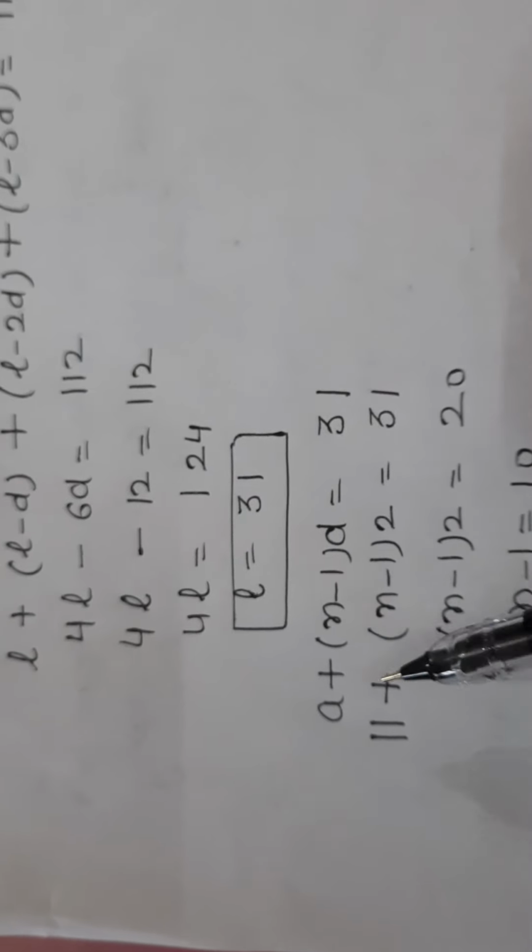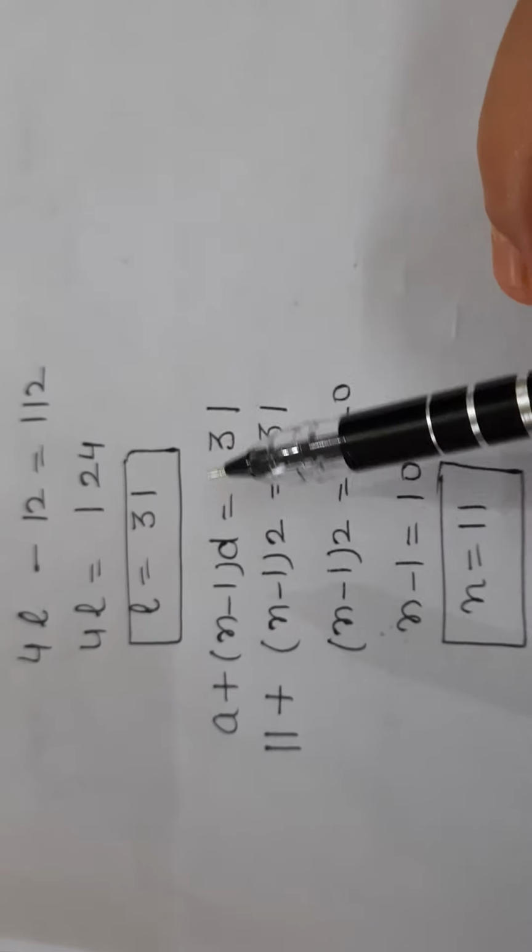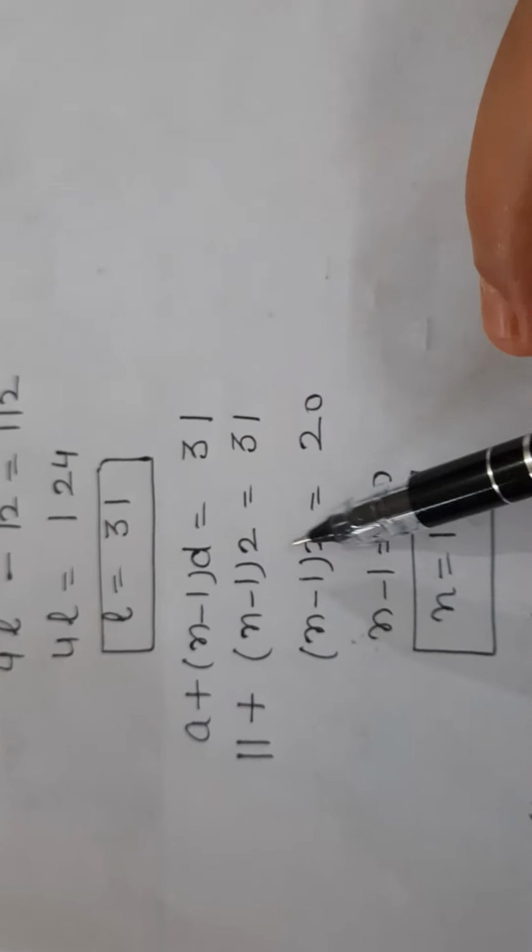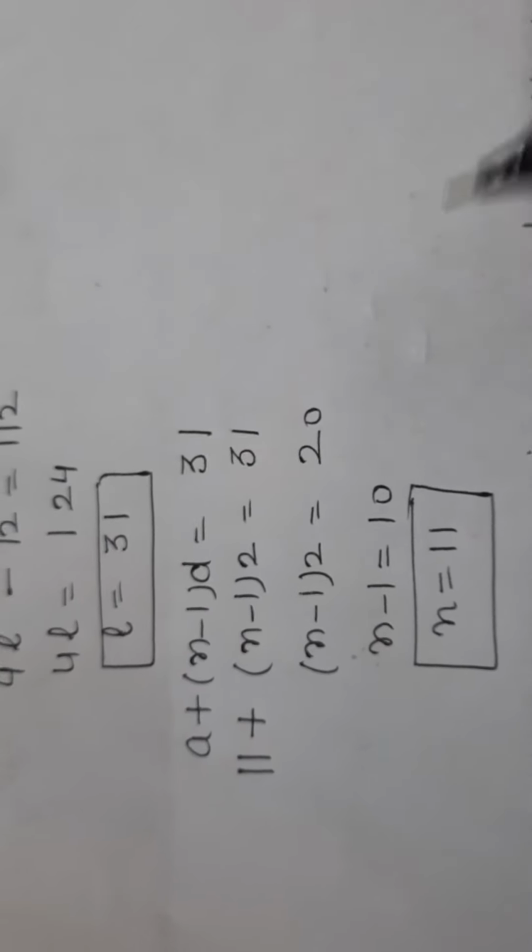Now apply the formula of last term or nth term, that is a plus n minus 1 into d. A is 11, d is 2. From here you get the value of n is equal to 11.